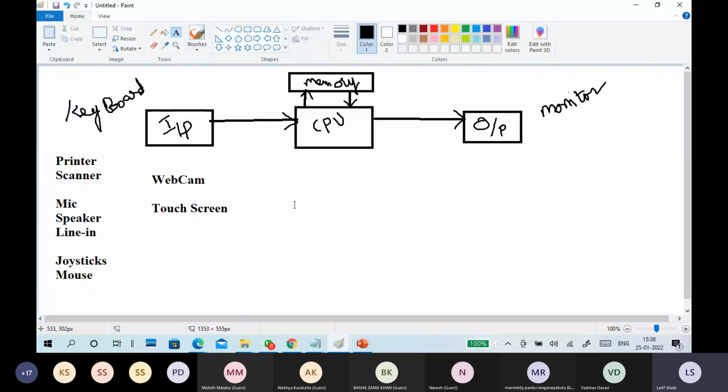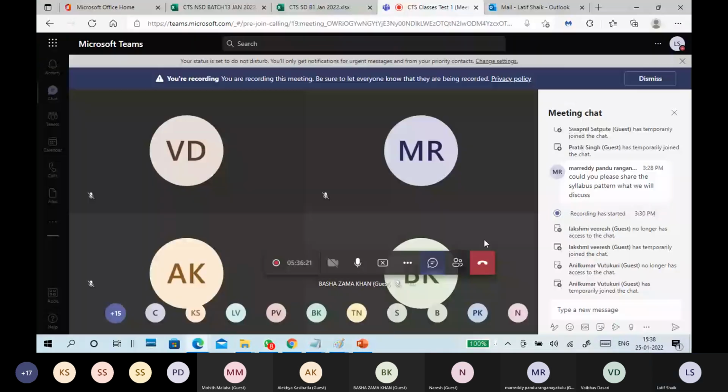So these are the basic input output components. If anybody has anything in mind, please tell me. Can anyone share any input output devices?